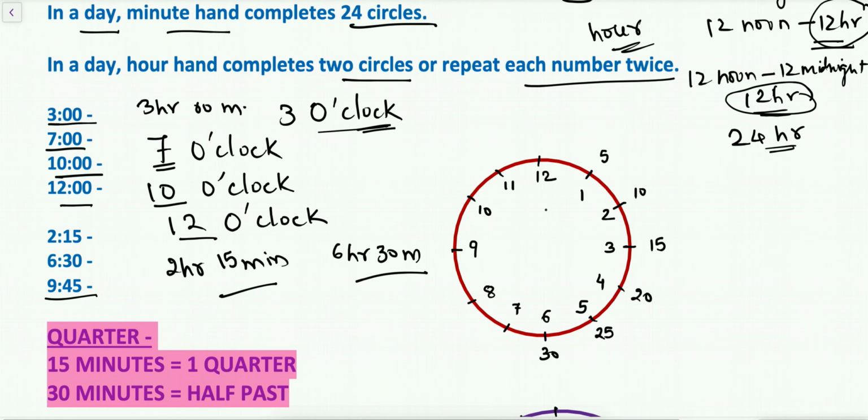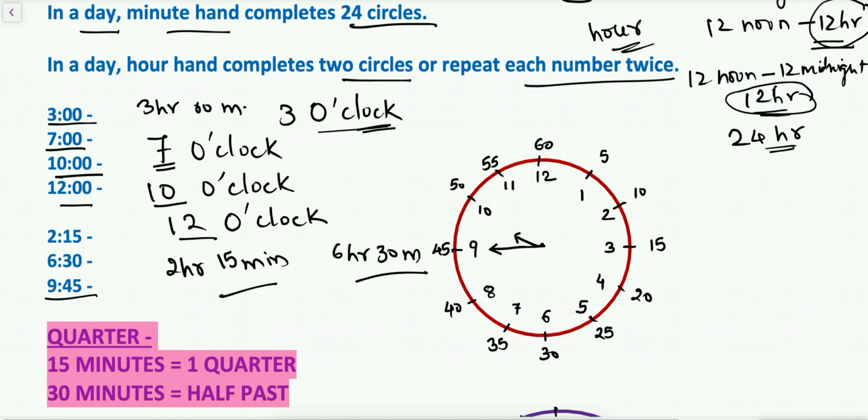Now 9:45. So this is 5, 10, 15, 20, 25, 30, 35, 40, 45, and this is 50, 55, and this is 60. Then one circle of 60 minutes will be completed. So now it is 9:45. Here our hour hand will be at 9 and the minute hand at 45. So this is how the clock moves, and we have 9 hours and 45 minutes.